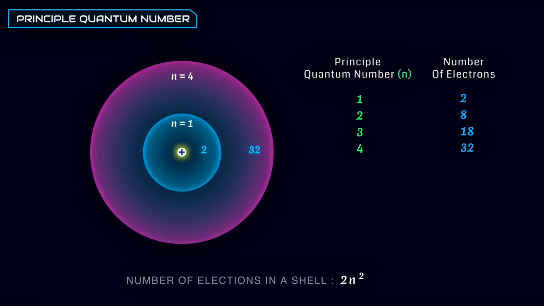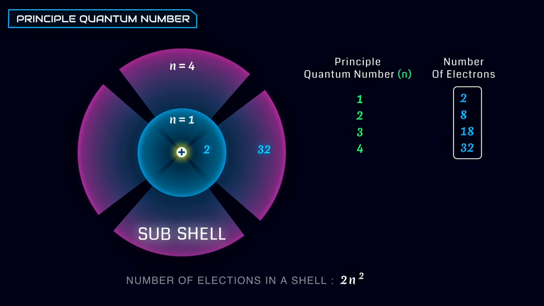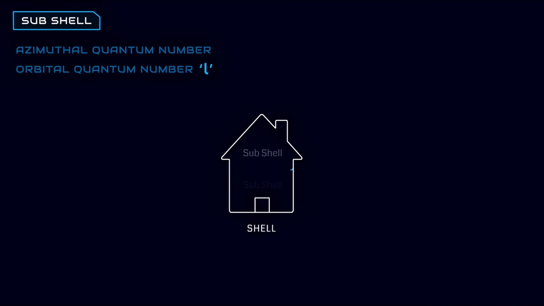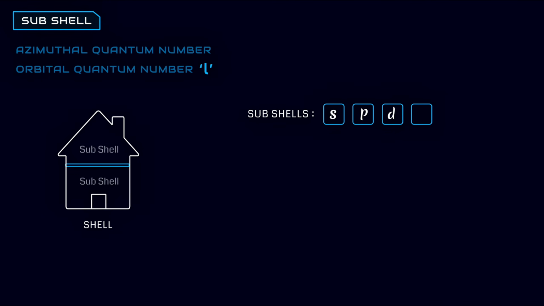This electron arrangement appears simple, but it is more complex than it seems. While it's true that the number of electrons held in each shell is exactly equal to Bohr's model, the quantum model introduces an additional subdivision called subshells. Each shell is divided into subshells, denoted by the azimuthal quantum number or orbital quantum number, L. If we consider shells as houses, subshells are the floors. There are 4 major subshells, S, P, D, and F.